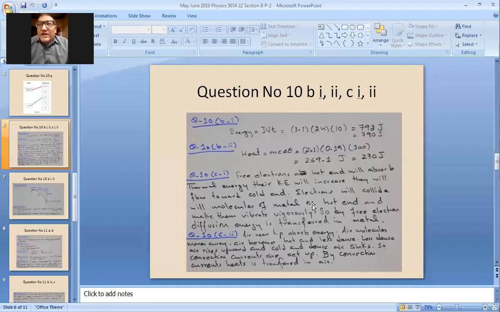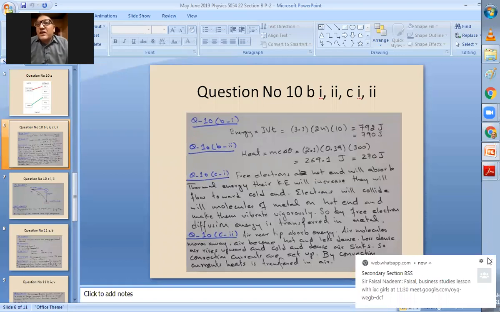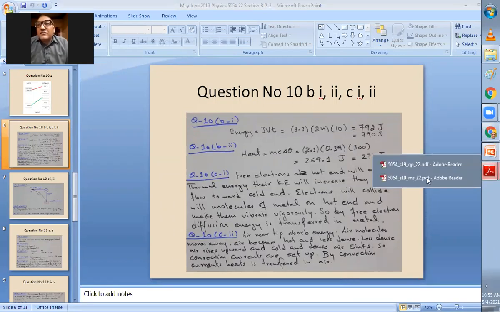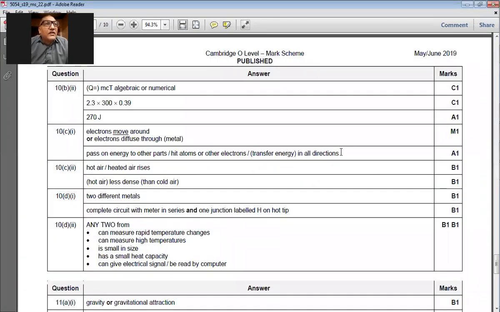So let's check what the marking scheme has to say about this part. The marking scheme says electrons move around or electrons diffuse through metal, pass on energy to other parts, hit atoms or other electrons, transfer energy in all directions. So hopefully you understand how from the hot end to the cold end, the energy is transferred in the metal by the help of electrons. A very, very famous and frequently asked question this is. So let's move to the next part.